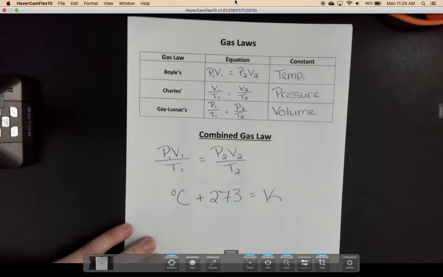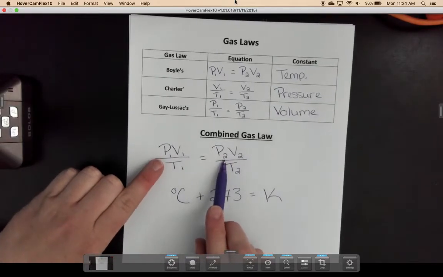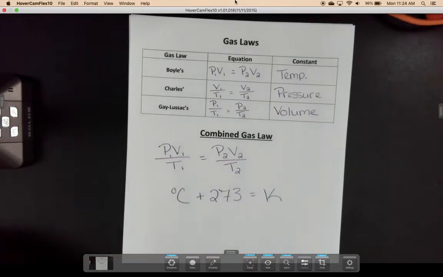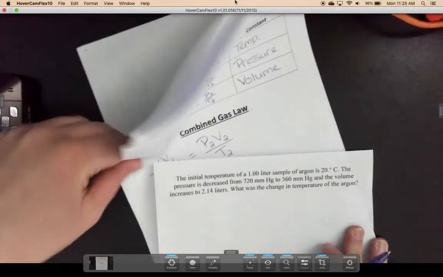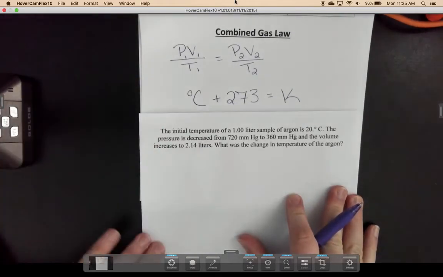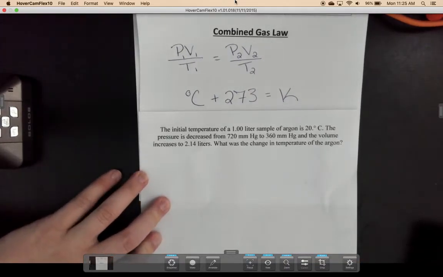Pressure and volume can be in different units as long as they're the same on both sides. So if pressure is given to you in atmospheres or it's given to you in millimeters of mercury, you can use that as long as your initial and your final pressure are in the same unit. So we're going to do one sample problem where we're going to use the combined gas law. So this problem right here says the initial temperature of a 1 liter sample. Ooh, don't we just love word problems?